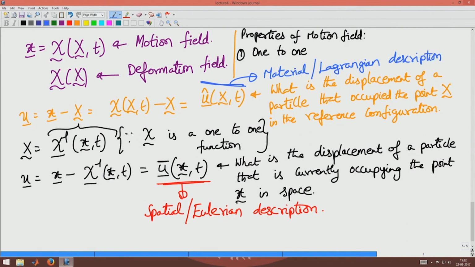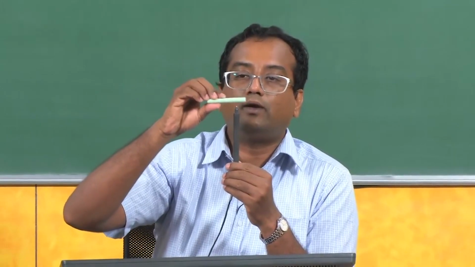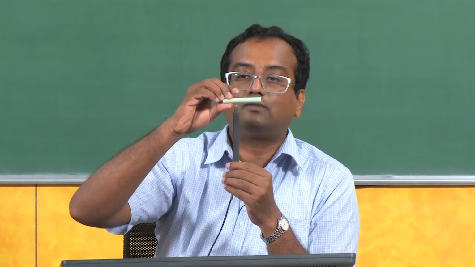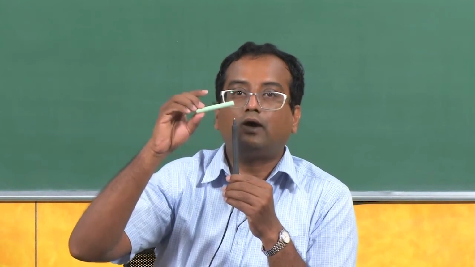Let us understand what this means. In a material description, you are following a particle in the body, how it is getting displaced, what is the displacement at different instances in time. On the other hand, if you are having a spatial description, you are focusing on a point in space. Say I am focusing on the tip of this pen, there is this chalk piece that moves on top of it. So, at different instances in time, different points of this chalk piece cross the observation point. So, they will have different displacements. So, this is what a spatial or the Eulerian description means.